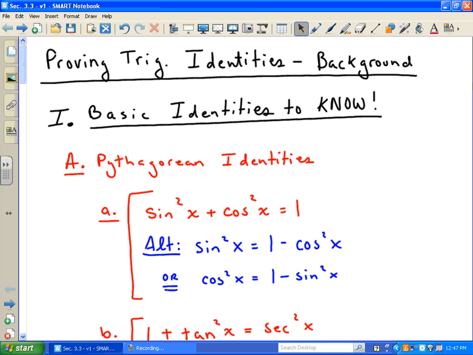We will now talk about proving trig identities. And the first thing that we need to do is establish some background. During this video, you're going to want to pause the video so that you can write down information in your notes. The first thing we need to do is establish the basic identities that we need to know.